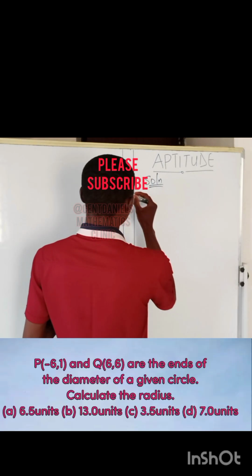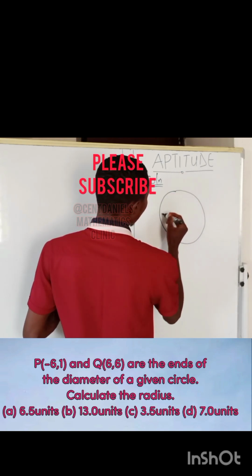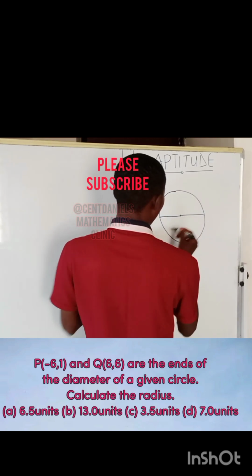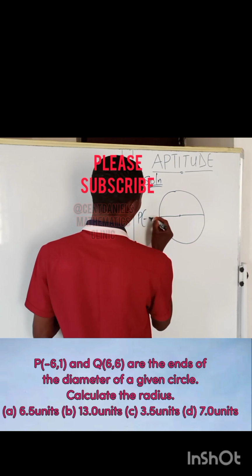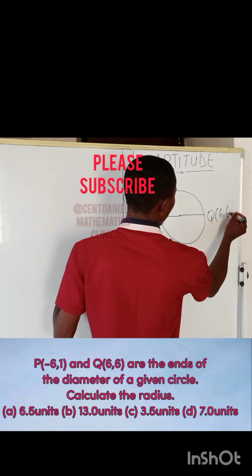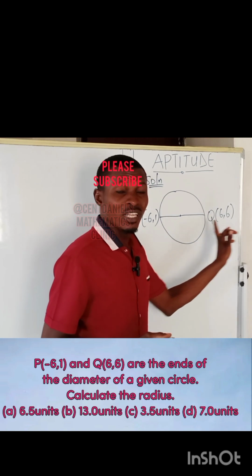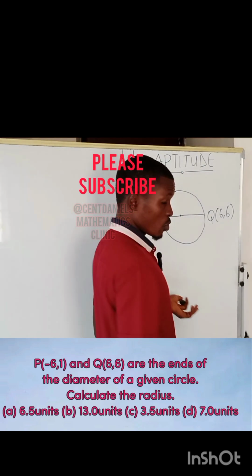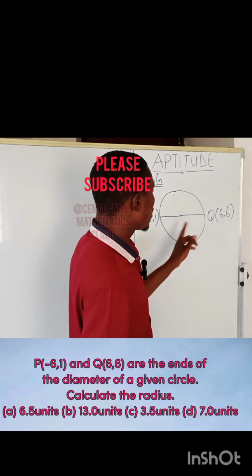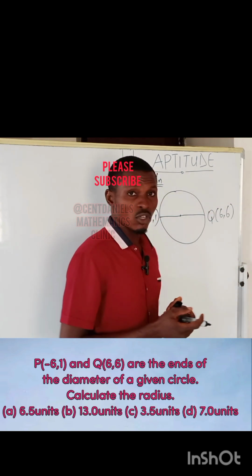Now for number 2, we're told that a circle has a diameter. Let me draw a diagram. A circle, and the diameter passes through the center of the circle. So the diameter is given like this. The ends, we are told, are P at minus 6, 1, and Q at 6, 6. And we're asked to find the radius. Recall that half of the length of the diameter is given by the word radius. Now, to go about this, we're going to find the length of this diameter. Once we get the length, divided by 2, that will give us our radius.